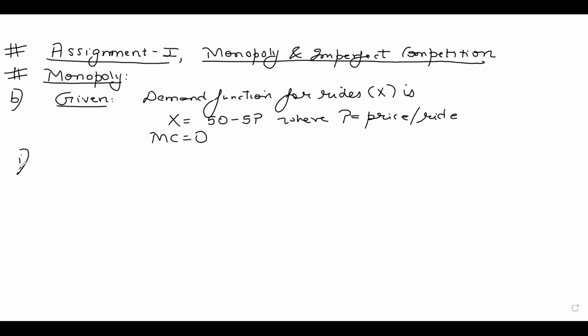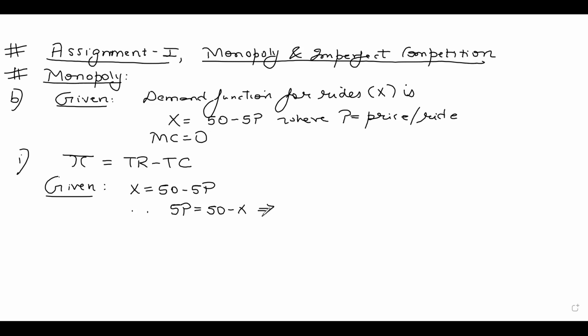First of all, let's quickly write the expression for profits. The profit of the monopolist is nothing but total revenue minus total cost. Let's write the expression for total revenue. We are given that the demand function is x is equal to 50 minus 5p. So I can write this in terms of x now. Therefore 5p is equal to 50 minus x, which implies the price is (50 minus x) by 5, which is equal to 10 minus x by 5.